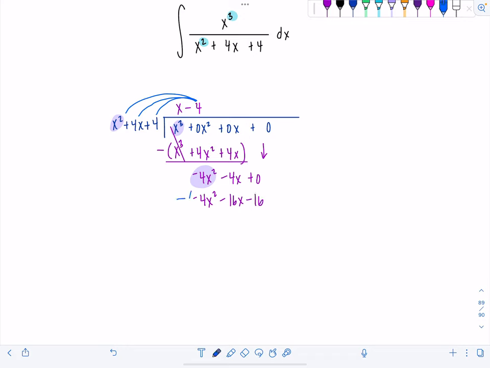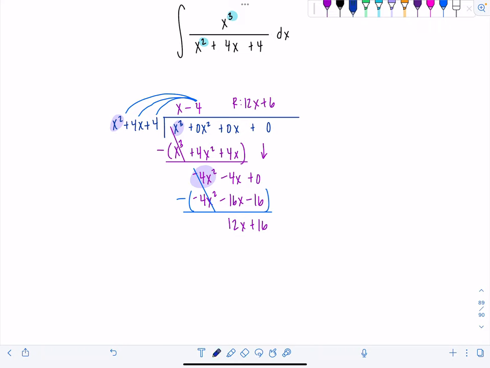And again, we subtract this new row from the row above. The term on the furthest left should cancel, otherwise you did something wrong. And then we're left with positive 12x plus 16. Now I can't divide any further because this is degree 1 and my divisor is degree 2. So once this is a lower degree, that's your remainder. So we have remainder 12x plus 16, but usually we don't write it that way. We put it over the divisor in the integral, okay?